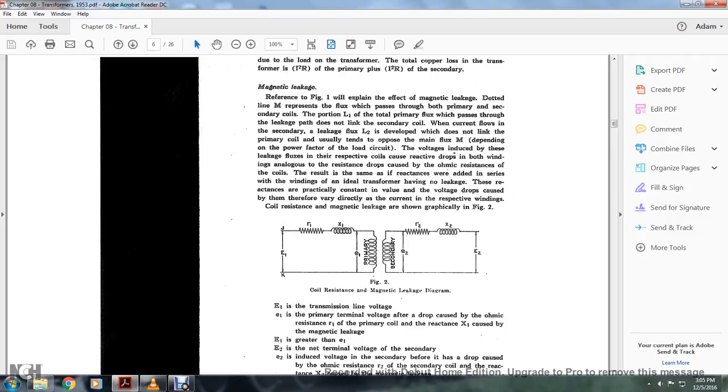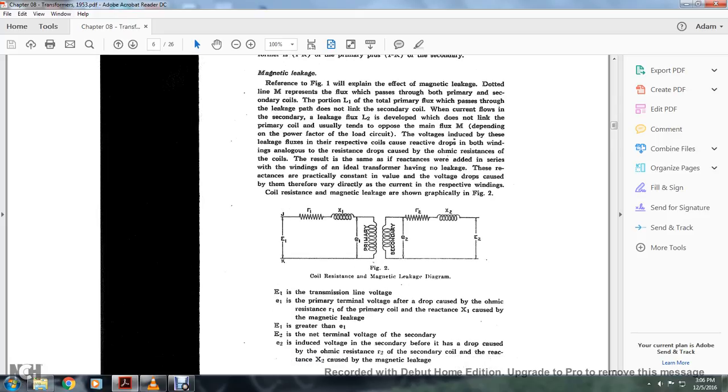The result is the same as if resistances and reactances were added in series with the windings of an ideal transformer having no leakage. The reactances are practically constant in value, and the voltage drops caused by them therefore vary directly as the current in the respective windings. Coil resistance and magnetic leakage are shown graphically in Figure 2.